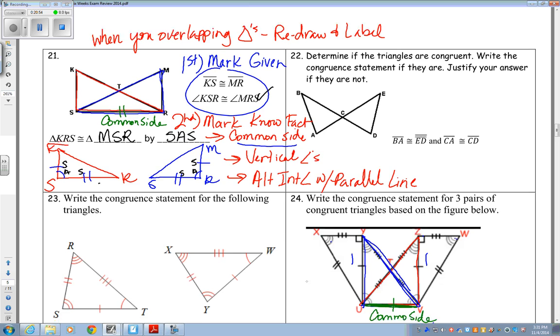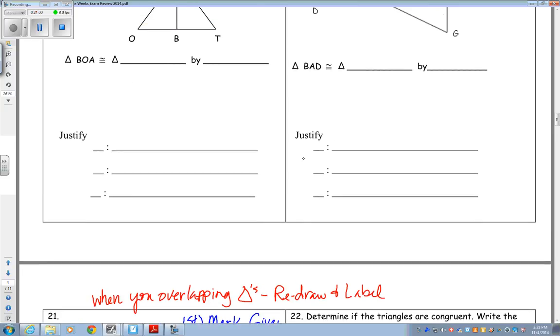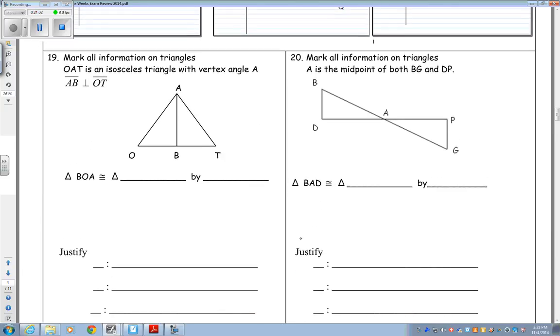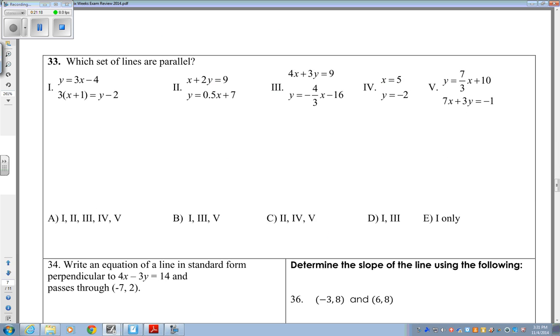You would see that on, where is it at? I think it is on, oh, 51. Look at 50. We'll go to those. Okay, so look at 51. I'll show you where you'll see alternate interior.